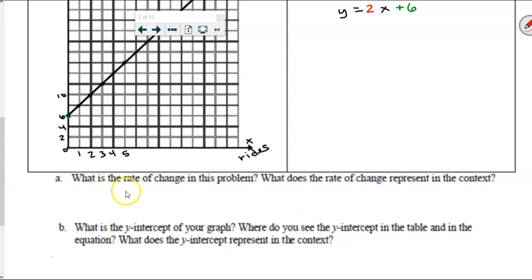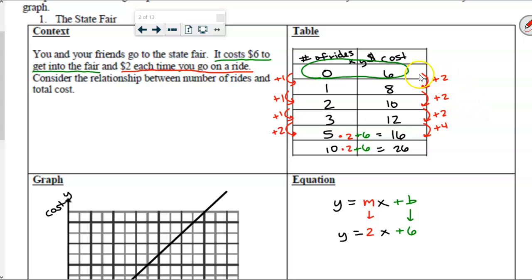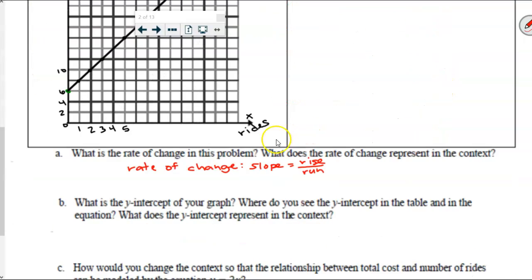Exactly. Rate of change, you'll remember from our last lesson. Where do I find the rate of change if I'm looking at a graph? It's the slope. It's the rise over run. Where do I find the rate of change if I have a table? It's comparing the change in the y values to the change in the x values. So just as Jaden said, it's $2 for every 1 ride.